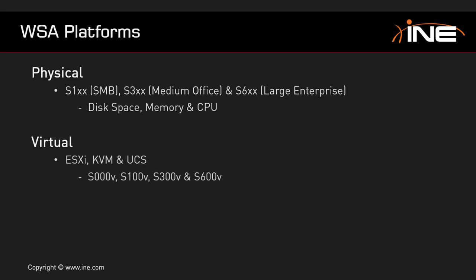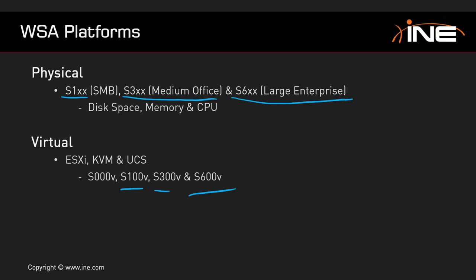The differences are between the different types of VM images, because it's not only VMware where you can run WSA, you can also host WSA on Linux systems. You can also use UCS. Essentially the S100 is going to be an equivalent of those physical appliances. 300 is going to be for medium offices, and finally 600 is going to be for the largest enterprises. The same as with physical, the difference is going to be in those 3 parameters.